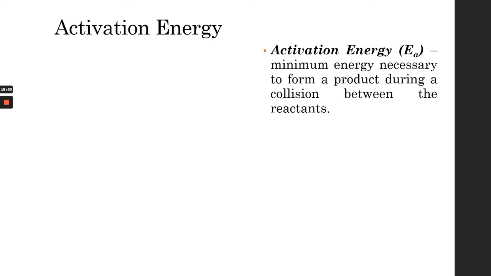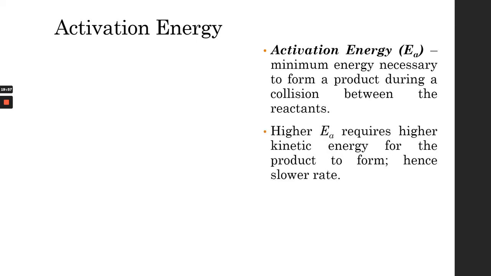So, what I mean by that? That happens at what we call activation energy. This is where we talk about activation energy. Activation energy is the minimum energy necessary to form a product during a collision between the reactants. The interesting thing I want you guys to remember is that the higher the activation energy, meaning the higher the energy they need, it requires a higher kinetic energy for the product to form, hence a lower rate.